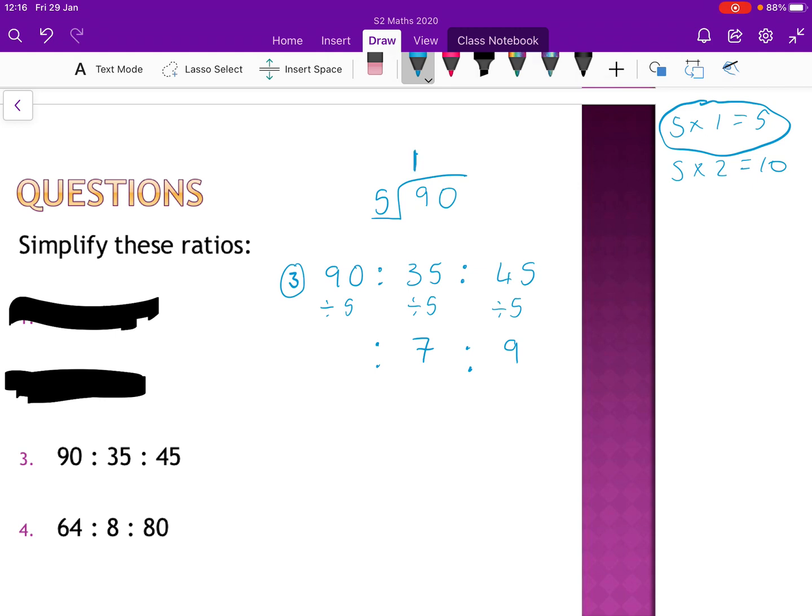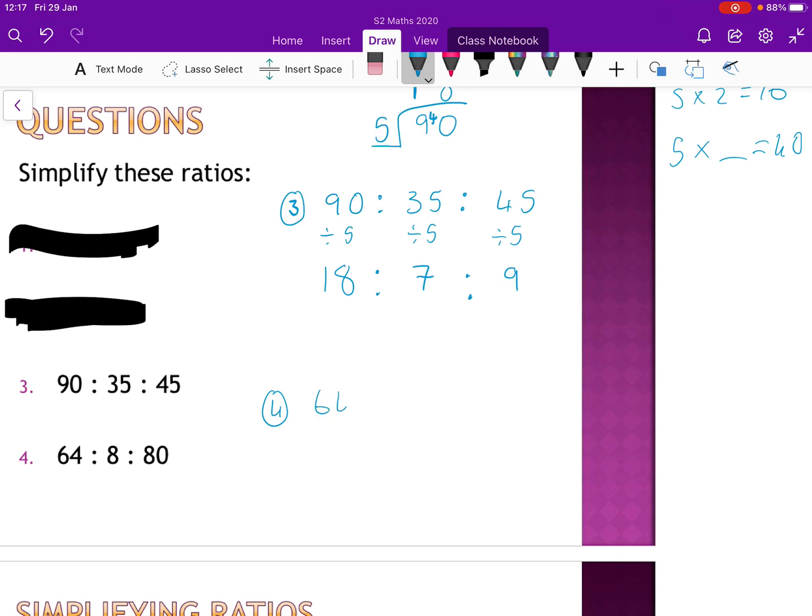Okay. And how many would be left over? Well, 5 ones are 5. We want 9. So there's actually 4 left over. So we carry that forward. And then 5 times by what gets me 40? So it would be 8. So 18 is my answer here.